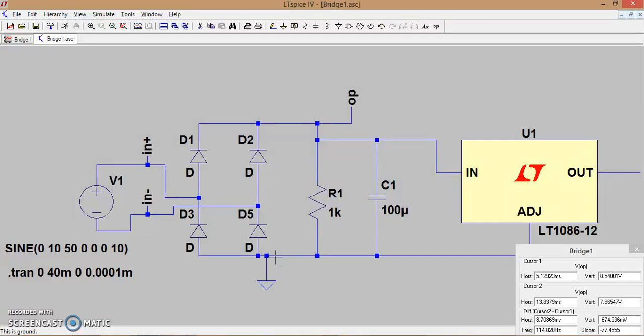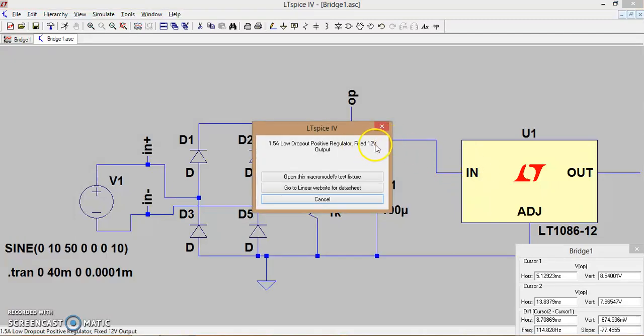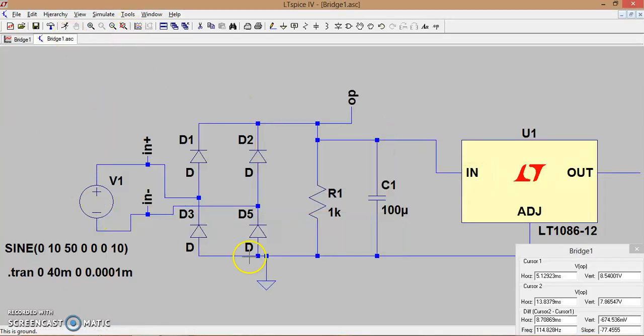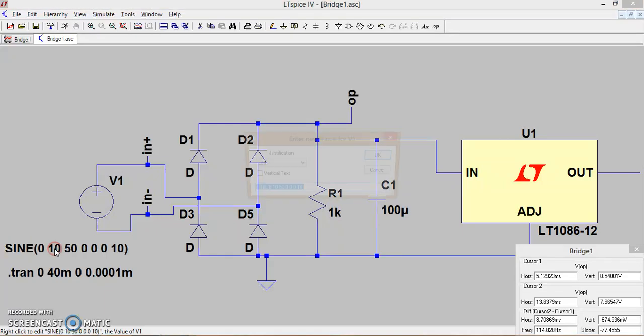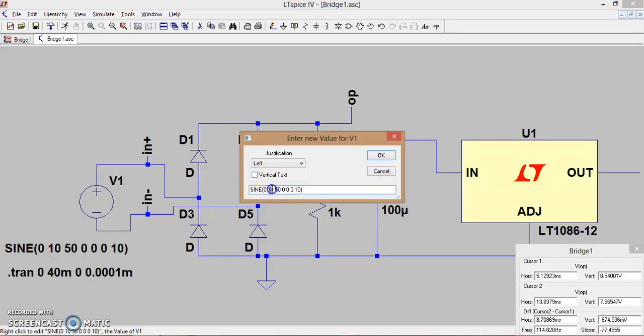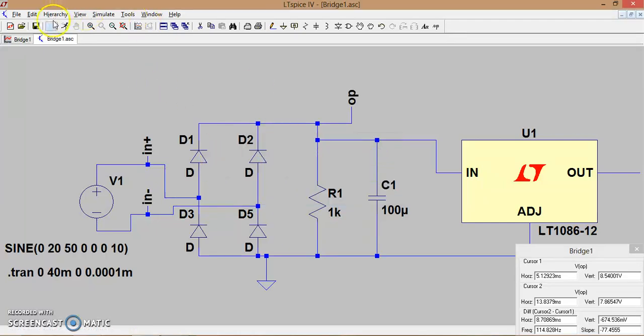Okay, let me see what happens upon simulating. As per the description of this regulator, it says a fixed 12 volt, but I don't know why this ADJ is given. So let me run this program. Make sure that since the output voltage has to be 12 volt fixed, the input should be far greater than 12. So let me make this input voltage something like 20 volts and then simulate this. Now let me run this.